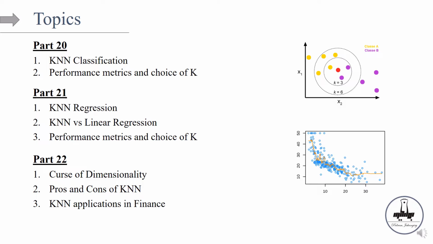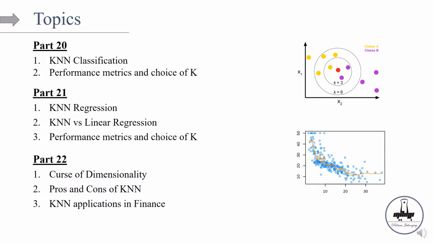In part 20, we talked about the KNN model as a classifier. We discussed the hyperparameters, namely k and the distance metrics, and how we can optimize those hyperparameters by looking at the performance metrics in the test set. In this part, part 21, we're going to look at the KNN regression model and compare it with linear regression, and see in what setup KNN may outperform linear regression. And we will look at the performance metrics and discuss the choice of k as we did for classification.